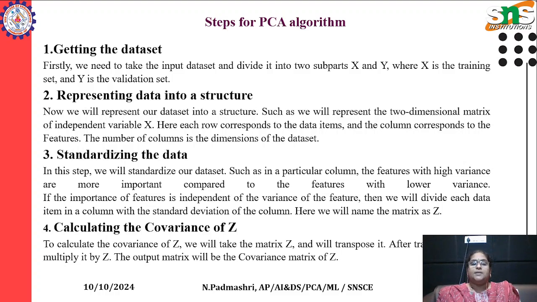Next, the third step, standardizing the data. We standardize our data set, because a feature with high variance is considered more important compared to the other features with lower variance. Then we'll divide it into the data items. Hence, we will name it the matrix Z. Then calculating the covariance of Z: we will take the matrix Z and transpose it, Z transpose, and after the transpose, we'll multiply it by Z. Then the output matrix will be the covariance matrix of Z.